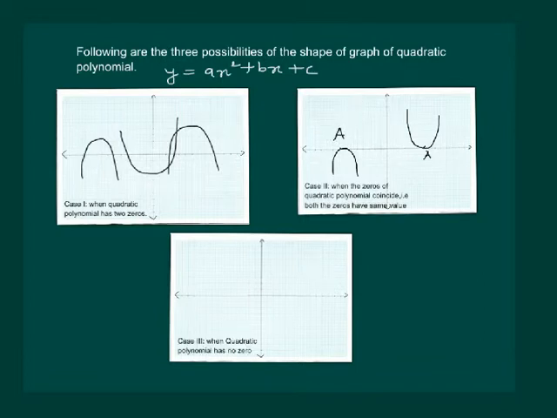And the third case is when the quadratic polynomial has no zero. Then the graph is either completely above the x-axis or completely below the x-axis, and it does not touch the x-axis at any point. So we can see that the quadratic polynomial can have either two distinct zeros or two equal zeros or no zeros. This also means that a polynomial of degree 2 has at most two zeros.